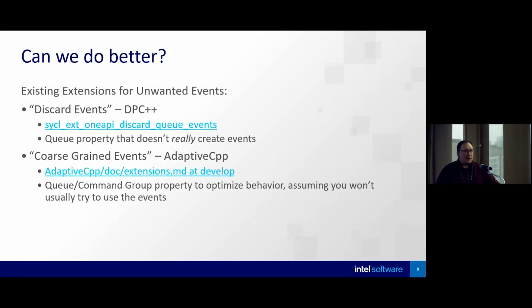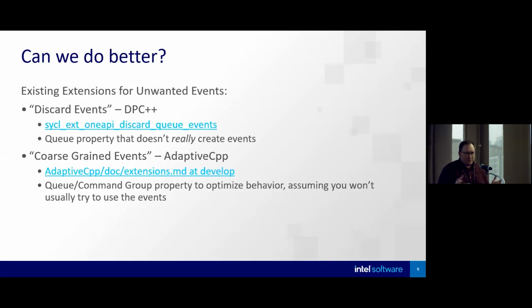The other alternative was a bit more sound. It couldn't result in your program crashing in unanticipated ways. And that was Axel's coarse-grained events extension, where he added this property to try to optimize the behavior of these events with the assumption that in the default case, you're not going to try to do the complicated things. But if you actually do try to do the complicated things, he'll insert the right cleanup code to make sure everything works properly.